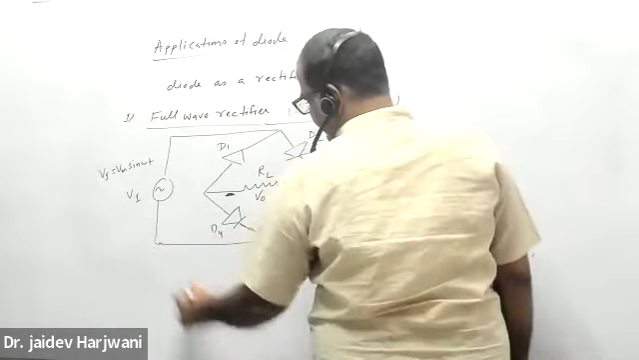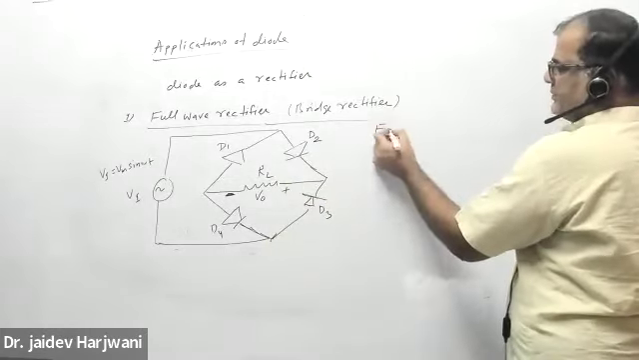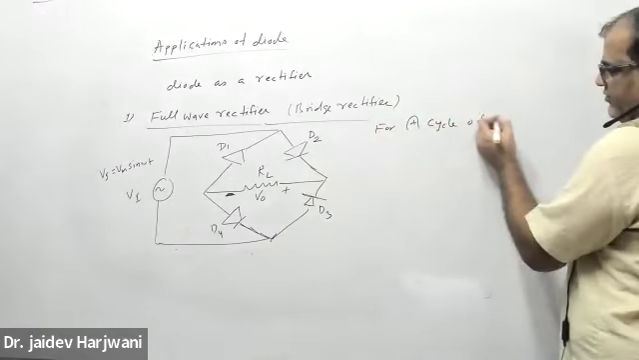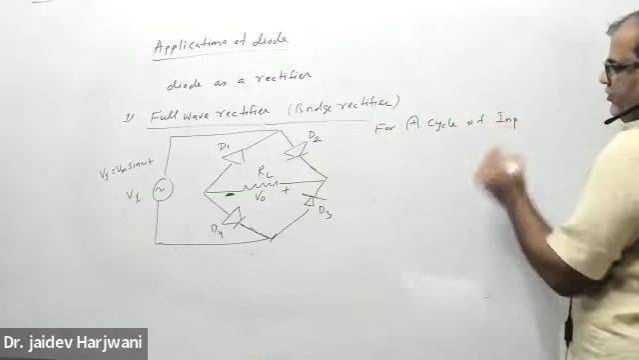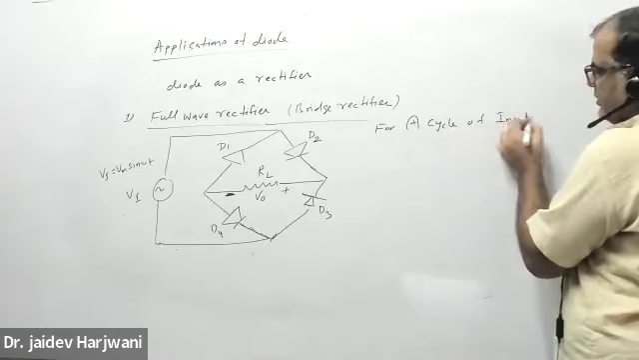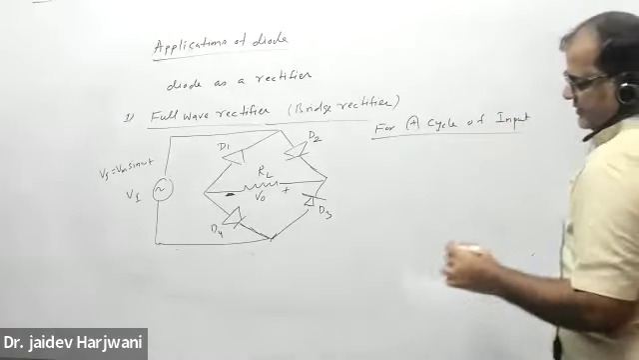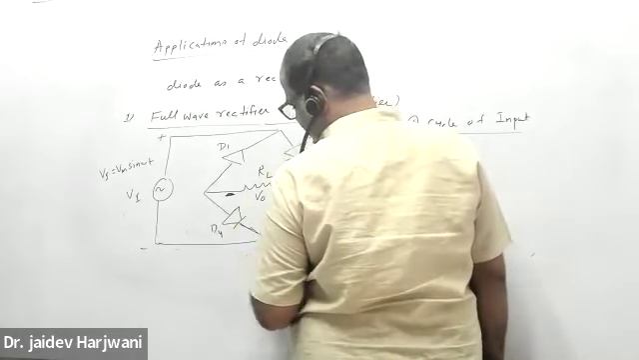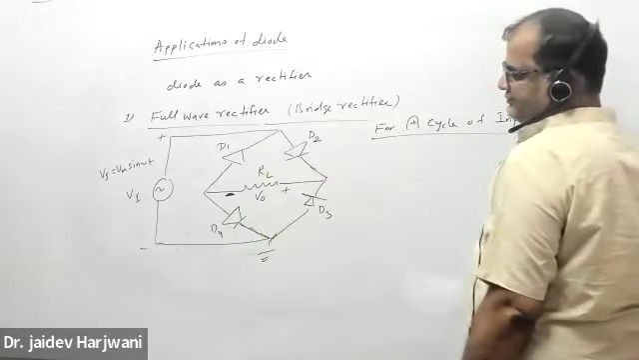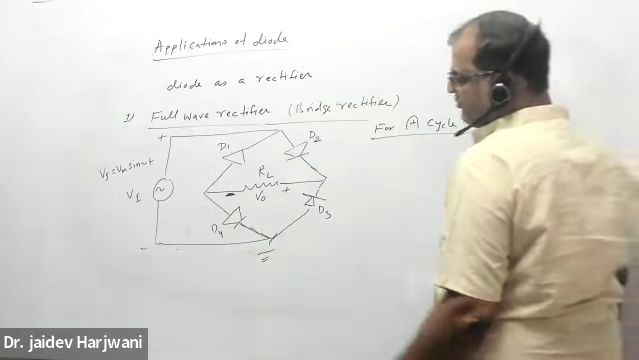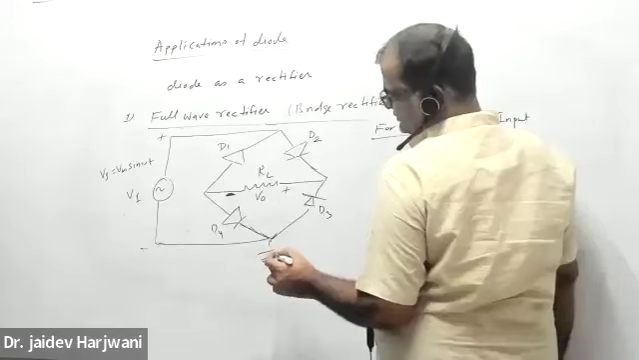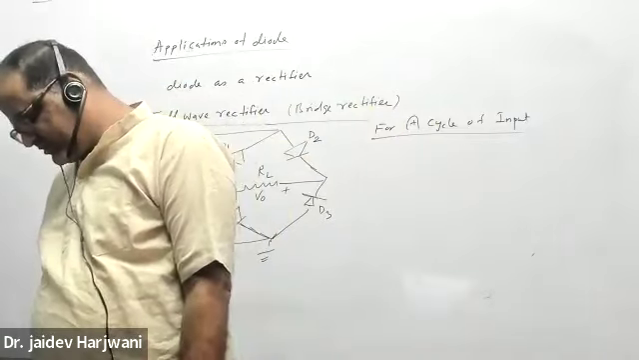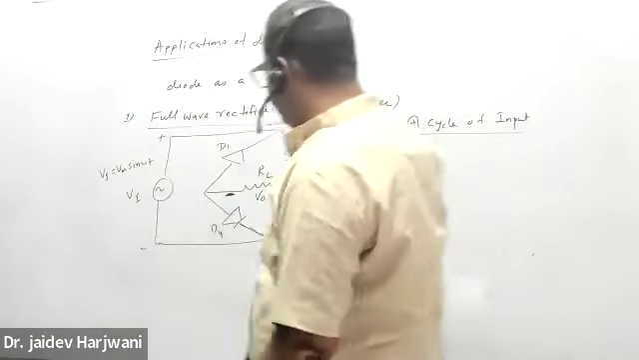Now for the positive cycle of input, what will happen? This part is positive, this is negative. This is your ground, this potential is 0. Now for the positive cycle, which diode will be conducting? Tell me which diode will be conducting for the positive cycle.